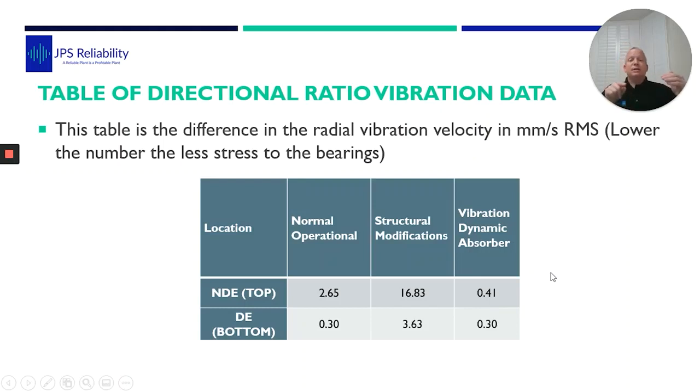So what we've done is we ratioed it up. So if it is 0, it means the shaft is dead still. So we don't want this motor to whip and stress the bottom bearing. So under normal operation, we had a ratio of 2.65 at the top. Structural modifications, the top one is a 16.83 and 3.63 at the bottom. With a dynamic vibration absorber, the actual bottom motion is the same, 0.3, but now the top is 0.4. So now that shaft is running nice and sweet. She's rotating really lovely. So it's not whipping at the top, which is going to stress out the bottom bearing.